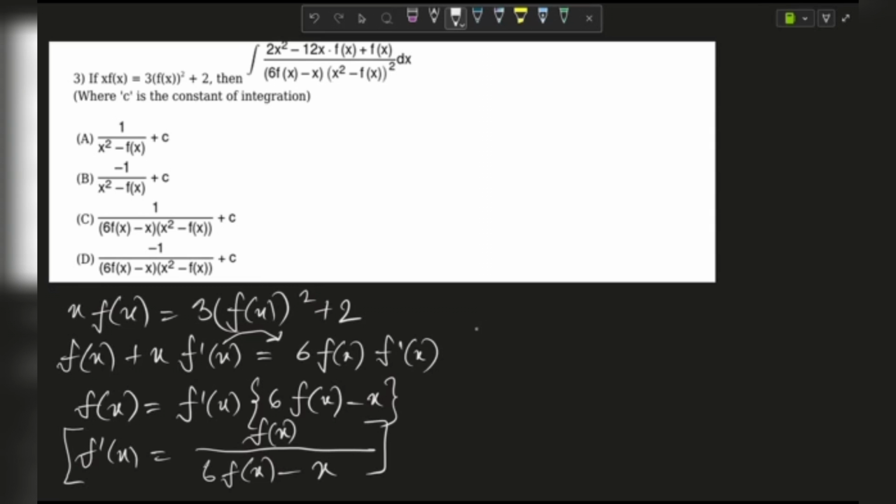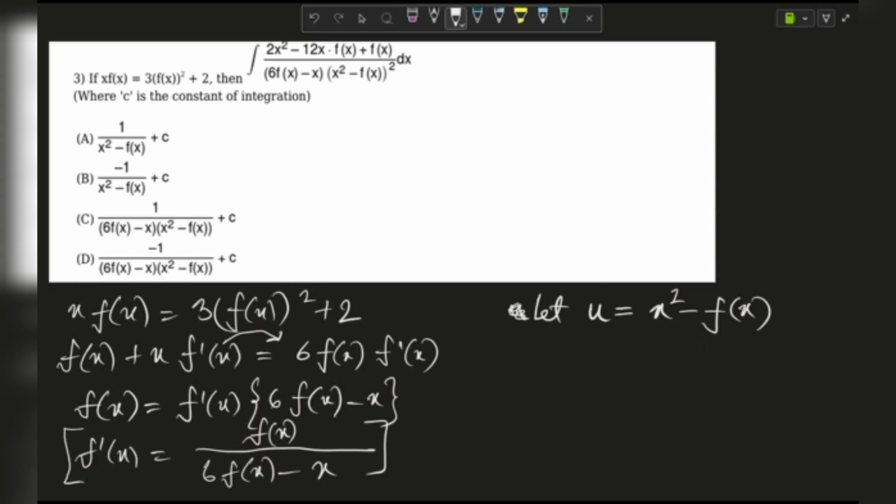Now I will explain what my actual basic idea behind doing this was. This is what makes the question difficult, because you can't actually have this observation normally. So I will let some variable u be equal to x squared minus f(x). In all the terms we have x squared minus f(x). You could question me why I didn't take (6 f(x) minus x) multiplied by (x squared minus f(x)) as u.